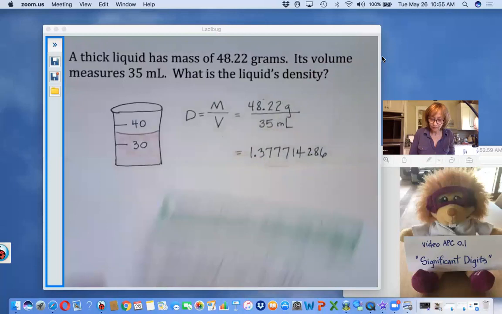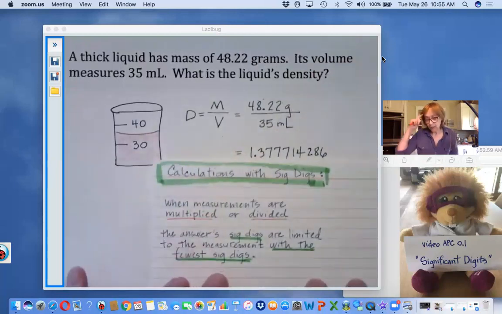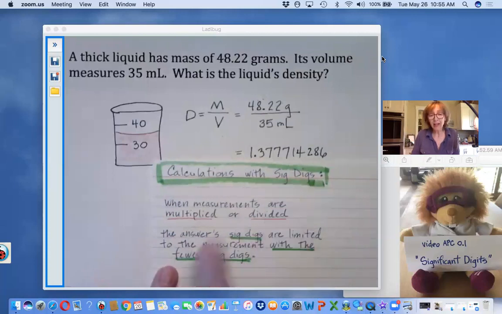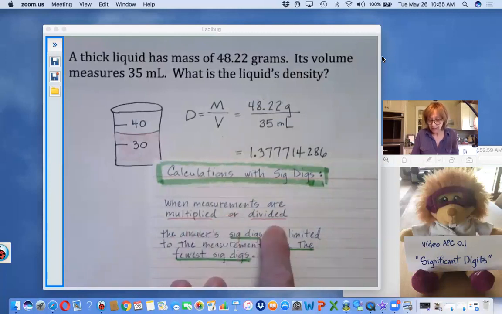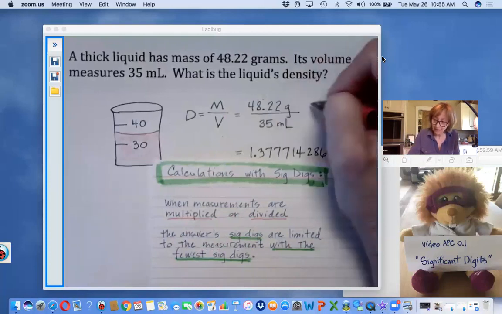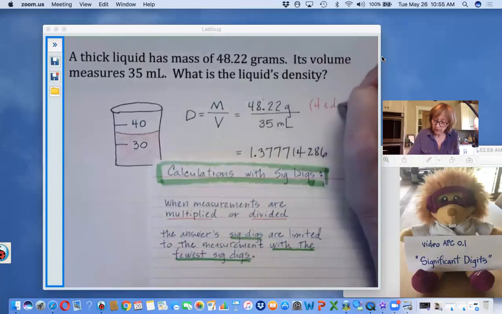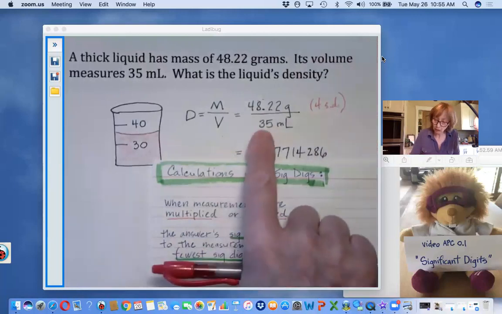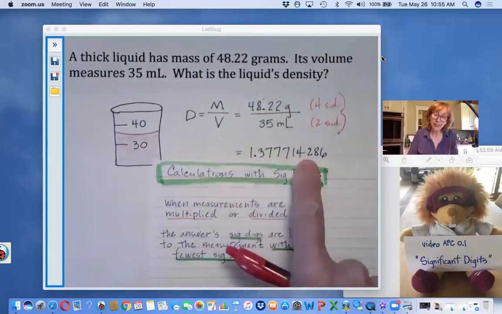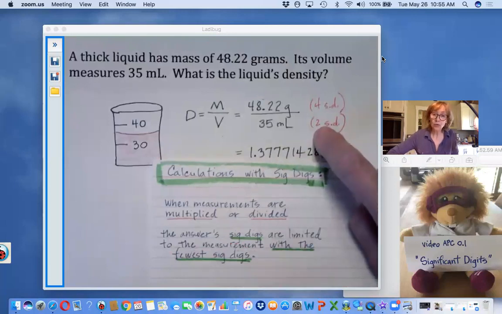So we have a rule when we are calculating with measurements. The rule for calculations with SIGDIGs tells us that if measurements are going to be multiplied or divided, then our answer's SIGDIGs will be limited to the measurement with the fewest SIGDIGs. Back to my two measurements. My mass had 4 SIGDIGs, but my volume had only 2 SIGDIGs. And therefore, this very precise answer has to be rounded to 2 SIGDIGs.